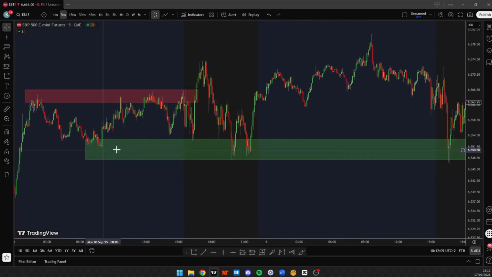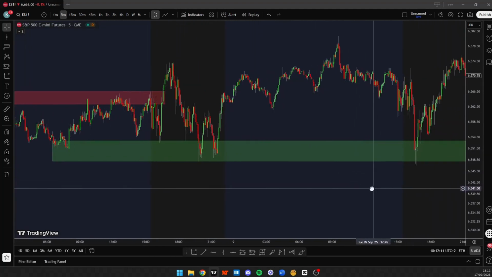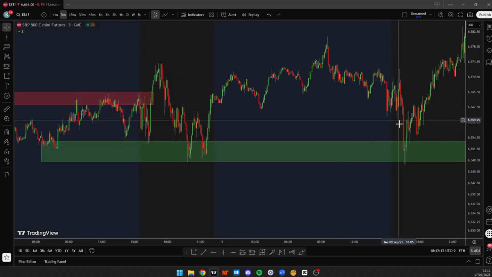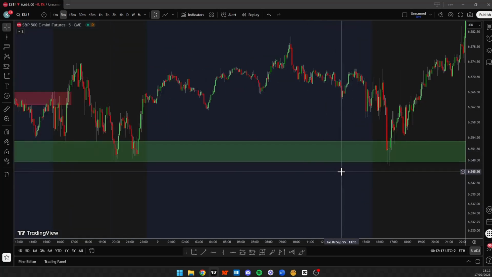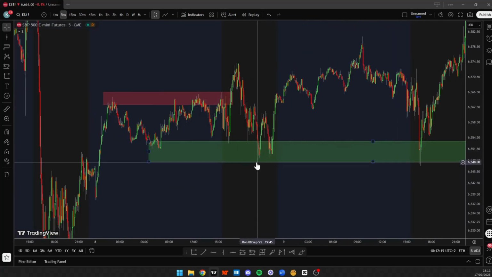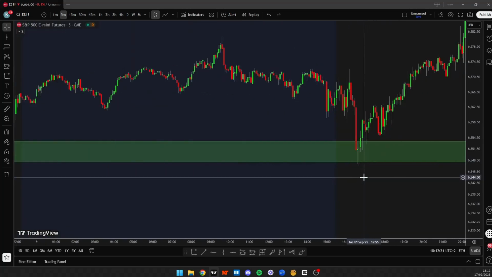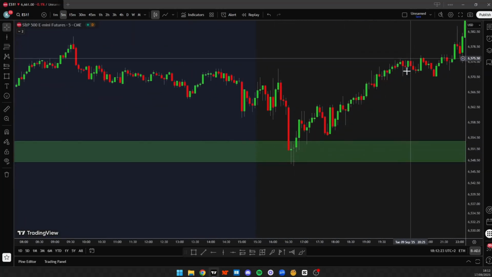So we had this support level right here. Okay, and then the next day comes, massive sell-off. And what does price do? Look at that. It manipulates, it sweeps the low of the support level. Okay, and then flies from there.